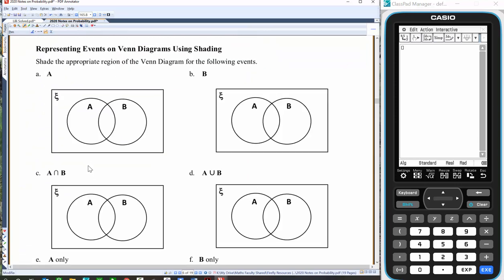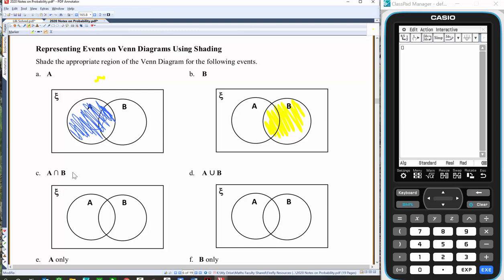Okay, so here's a really important skill: you can shade Venn diagrams. I still do this for Venn diagram and shading questions to work out exactly what I'm talking about. So shade the appropriate region of the Venn diagram for the following events. This event here is A. That's just this. That's the part of the Venn diagram I'm interested in, that part there. In fact, I should use some shading here. All right, B. That's just all of this stuff.